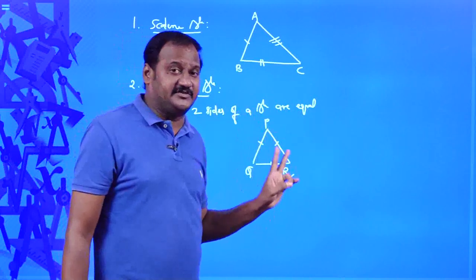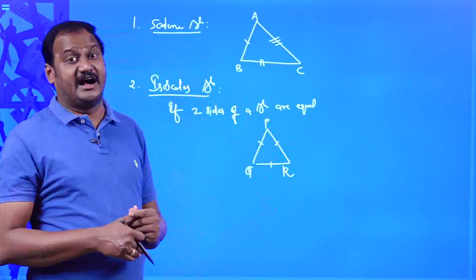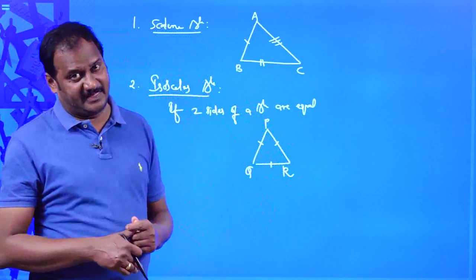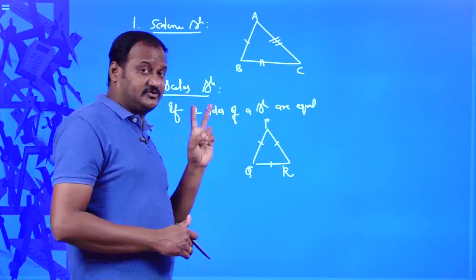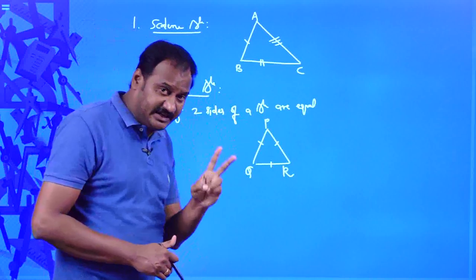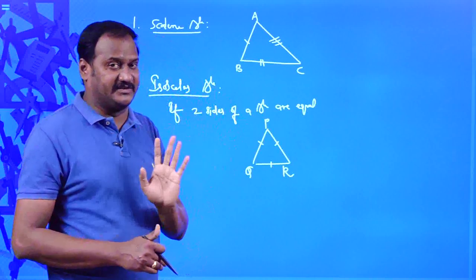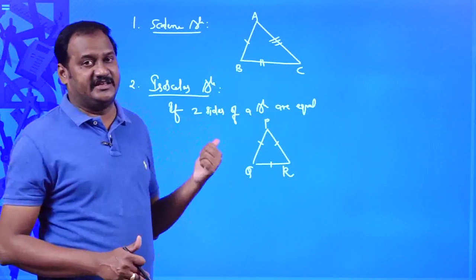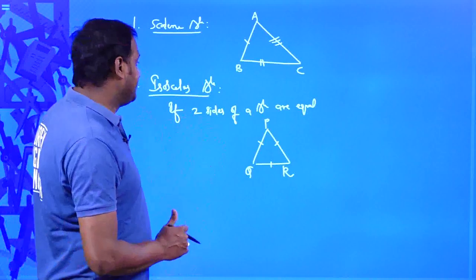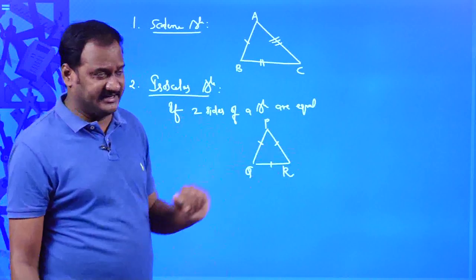So, if two sides of a triangle are equal, then the triangle is said to be an isosceles triangle. Did you get my point? Right. So, you should not say that if two sides of a triangle are only equal, then it is said to be an isosceles triangle. That's absolutely a wrong definition. If two sides of a triangle are equal, then it is said to be an isosceles triangle. Let us discuss the properties of isosceles triangle a little later.